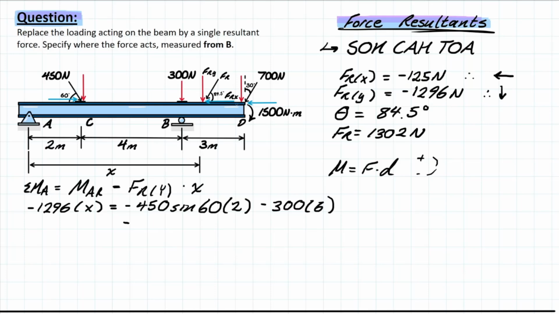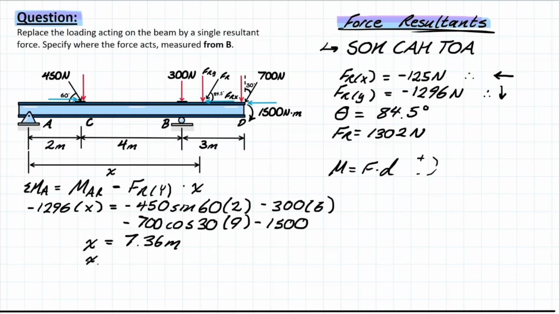Then we have the 700 here, not considering the resultant because we already have it considered right here. Going right to the 700, we have negative 700, and that's going to be cos 30. We've already figured out what those components were in our previous steps. That's going to be 2 plus 4 plus 3, so 9 meters away from the support A. And we lastly have the external moment in the clockwise direction as 1,500. Then bringing this over and solving for x, you're going to be left with 7.36 meters.